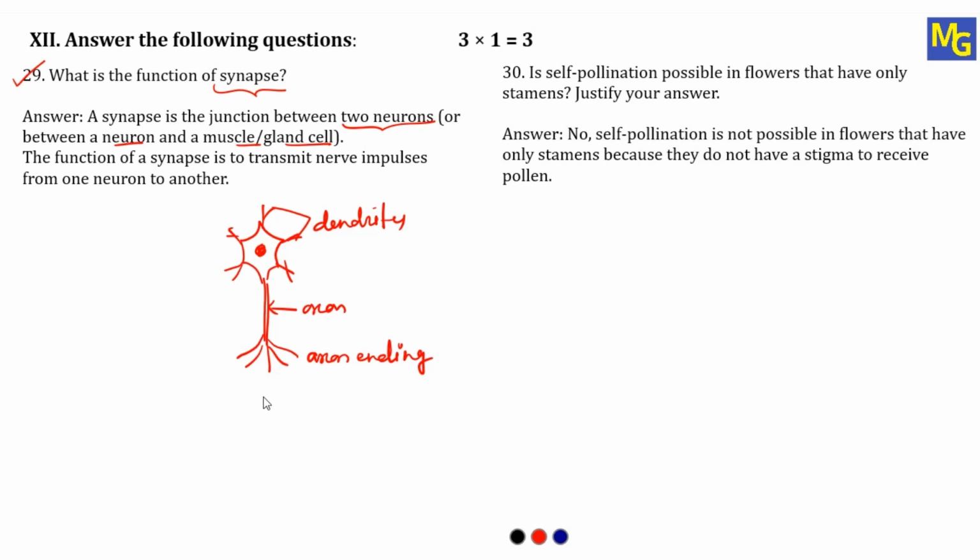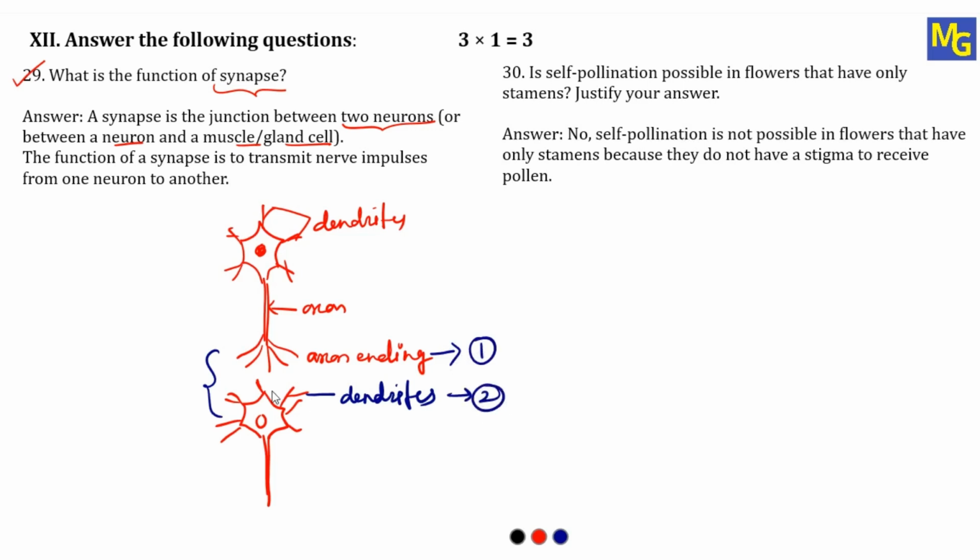And from here, another neuron will start like this. This is again the axon and the cell body, etc. Like this, all the neurons will be connected to each other. Now if you see here, this is the axon ending, and these are the dendrites of another neuron. The gap between the axon ending of one neuron and the dendrites of another neuron is called the synapse. So synapse is the junction between the two neurons. This is one neuron, this is the second neuron, and this is called the junction.